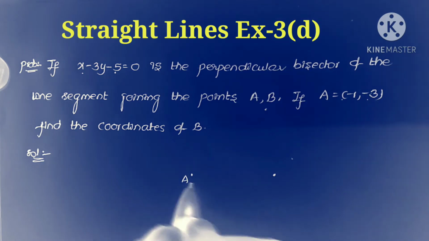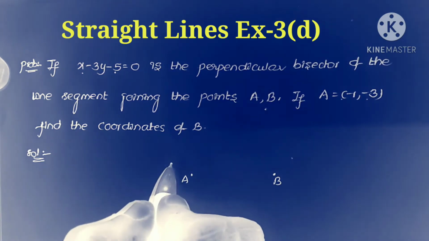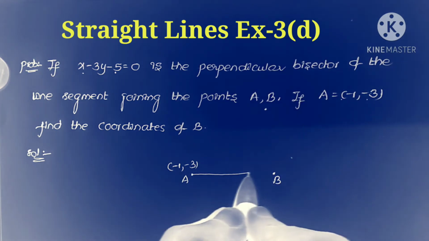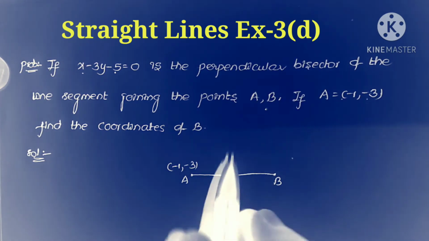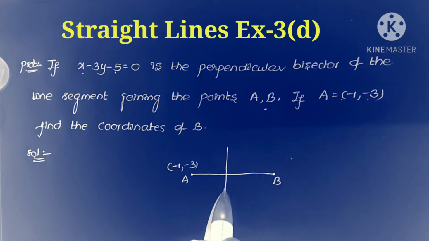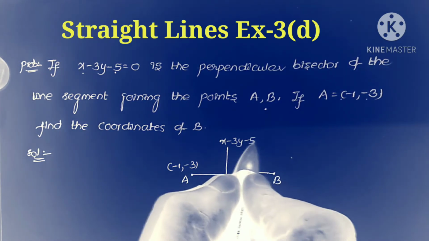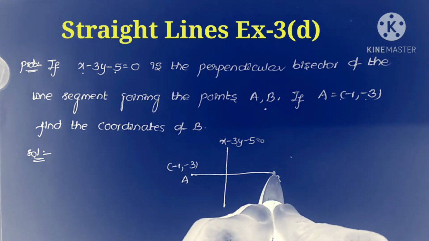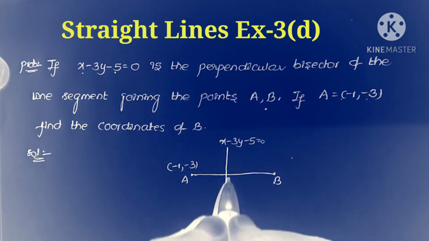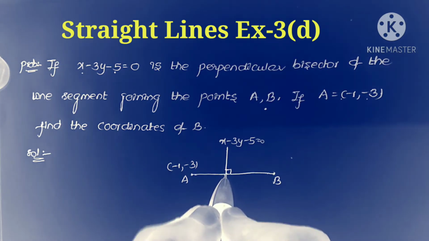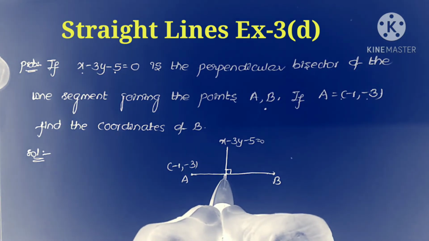So here first we take the points A and B. A is given as (-1, -3). This is the line joining the points A and B, and also given one line which is x minus 3y minus 5 equal to 0. This is the perpendicular bisector of the line segment joining these 2 points. So this is the perpendicular bisector, meaning these 2 lines are perpendicular to each other, and this is the line which passes through the midpoint of AB.